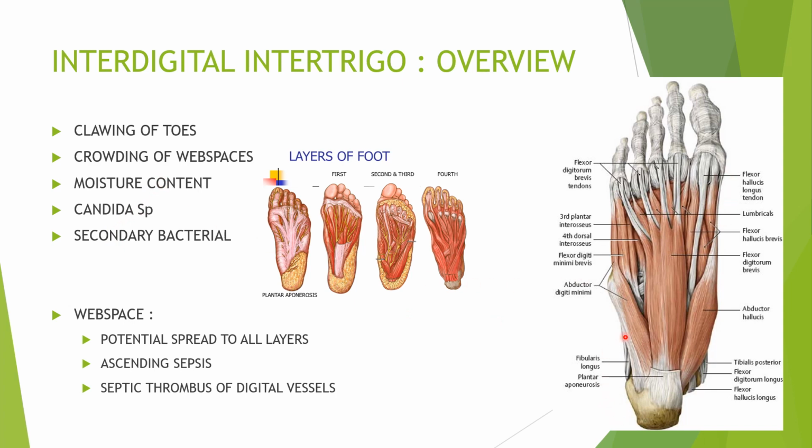Why intertrigo in a diabetic foot is very important is that this can turn into a catastrophic incident, because the web space is an area where all four layers of the foot meet together. So an infection around this area can subsequently spread to all the layers of the foot easily and become an ascending sepsis. It can also cause a septic thrombosis of the digital vessels and can easily lead on to toe amputations.